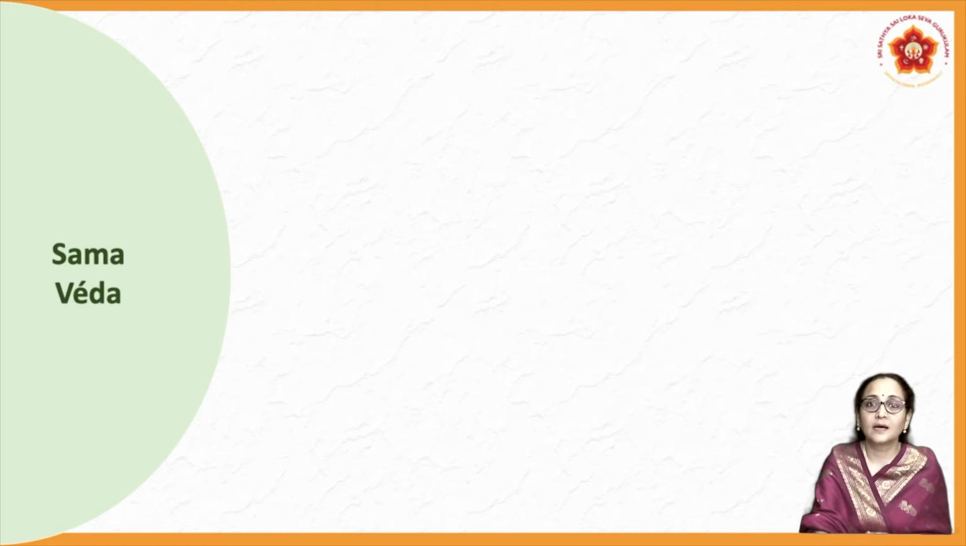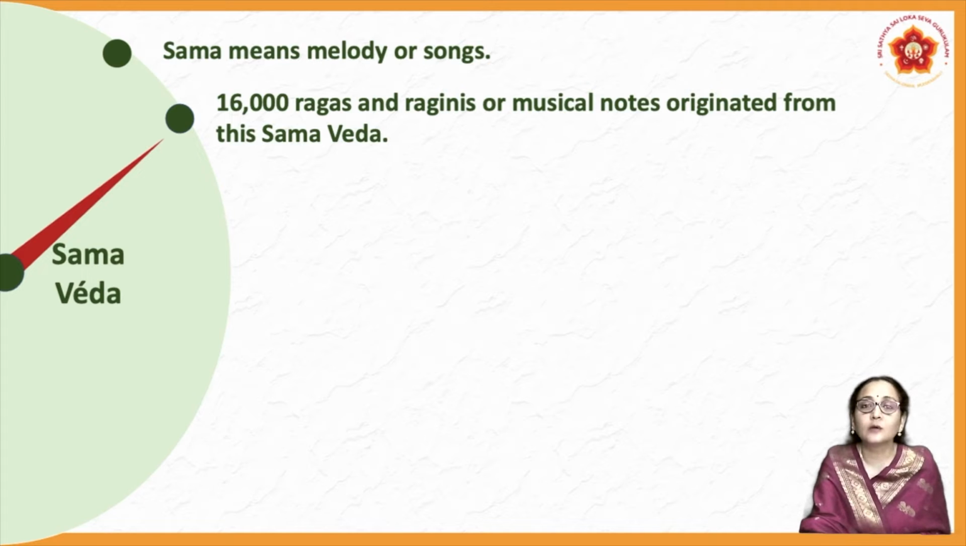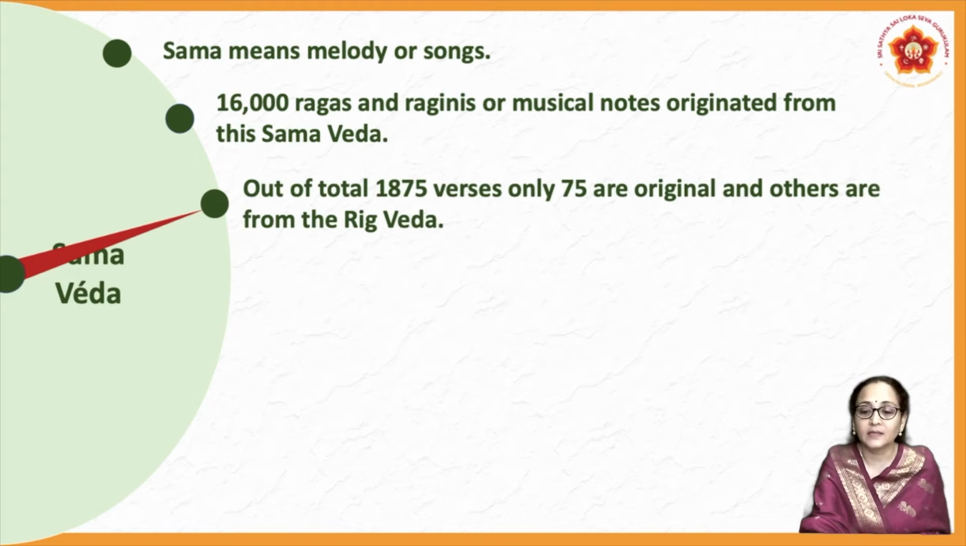Next comes the Samaveda. The Samaveda is derived from the Sanskrit root word saman. Saman means melody. It's a collection of melodies. Most of the Samaveda verses are borrowed actually from the Rig Veda. These were meant to be sung at the time of the performance of yajna or the fire sacrifice towards the end. 16,000 ragas or musical notes originated from this Samaveda.